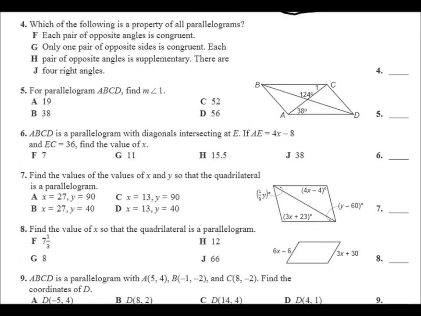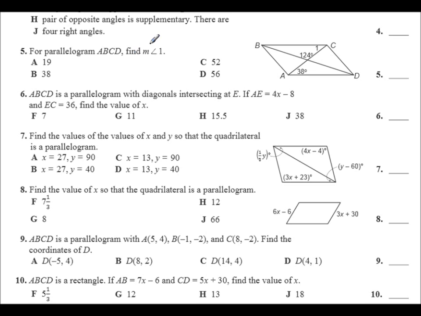Number 5, they tell us that ABCD is a parallelogram, so we are probably going to need to recall all of our properties of a parallelogram. To find the measure of angle 1, what you can notice is that angle 1 and this 38 degrees form alternate interior angles. So angle 1 is going to be congruent to angle CAD, which is 38 degrees.